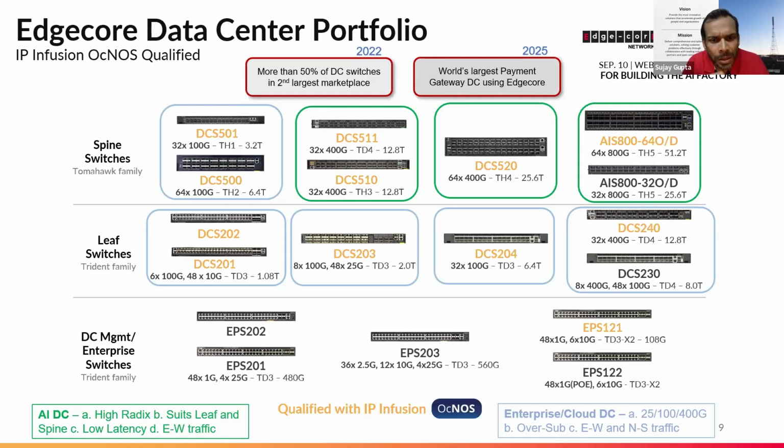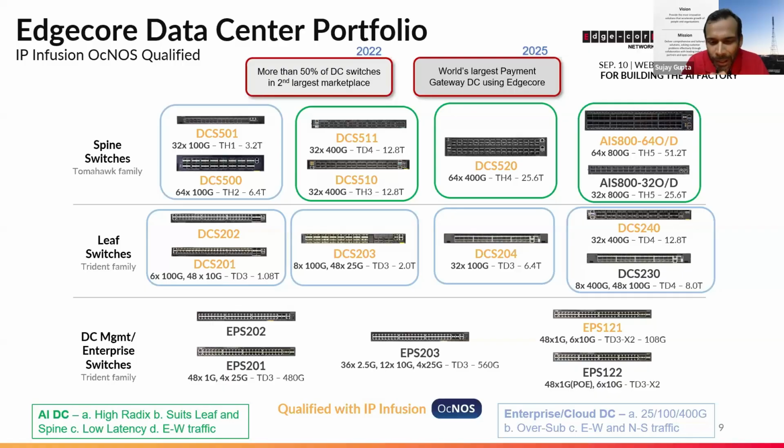If you come down to the blue boxes, those are the switches we have designed for regular enterprise and cloud data centers. How they differ from the green ones is that the port speeds are much lower. They have 25 gig, 100 gig, 400 gig. And in general, there's an oversubscription ratio. What that means is the ratio of the number of servers it's connecting to and the number of uplinks. There is a 1:2 or 1:3 kind of oversubscription ratio.